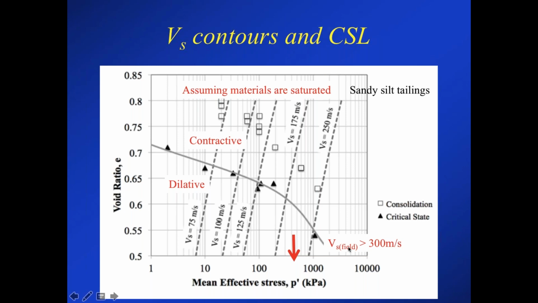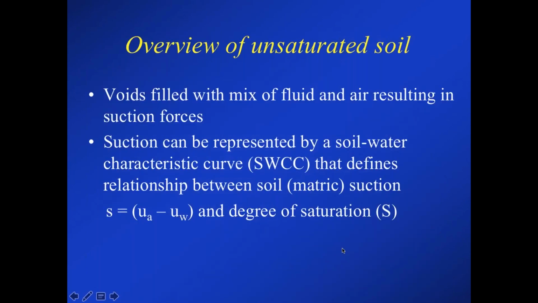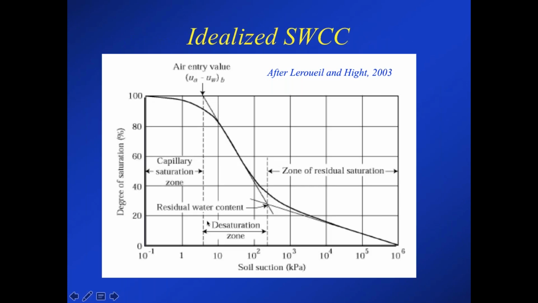But a number much smaller than the actual field values. So we did tests on unsaturated soils. A little bit of background on unsaturated soils: that means the voids are filled with a mixture of fluid and air that results in suction. The suction can be represented by a soil water characteristic curve, the SWCC, and this defines the relationship between the soil matrix suction, which is the air pressure minus the water pressure, and the degree of saturation.